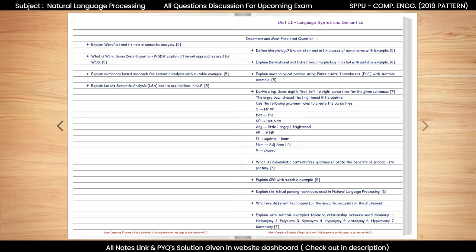An affix is a morpheme added to a stem to modify meaning or grammatical function, such as un or ing. Affixes include prefixes added before the stem and suffixes added after the stem. For example, in the word unhappy, happy is the stem and un is the prefix affix.